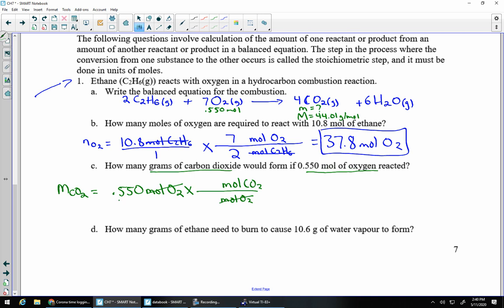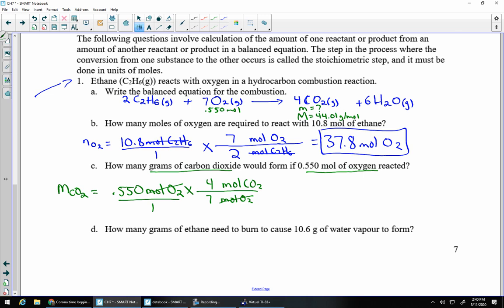I got to put it in the bottom. Remember, you can always put a placeholder there too if you want. Things in the top cancel with things in the bottom. Cool. Now let's see. There's a 7 in front of the oxygen, and there's a 4 in front of the carbon dioxide. So there's my molar ratio.